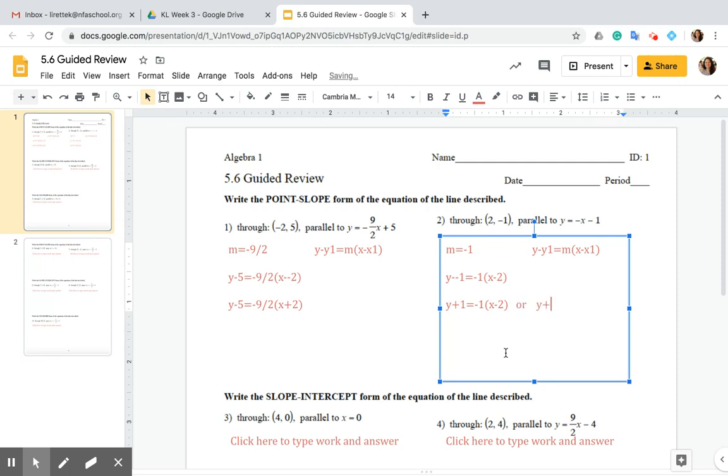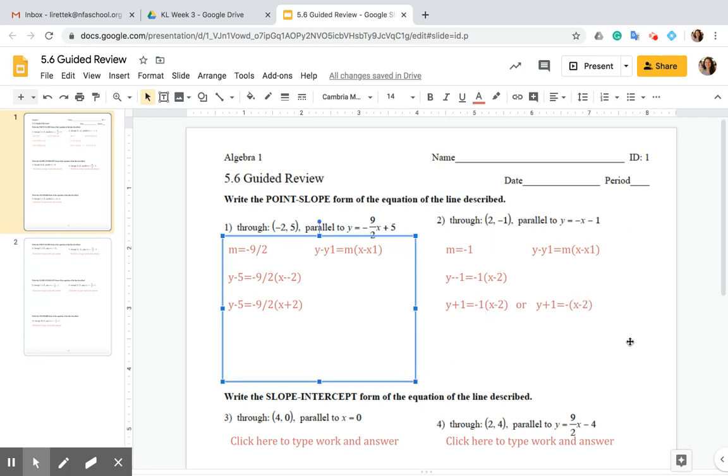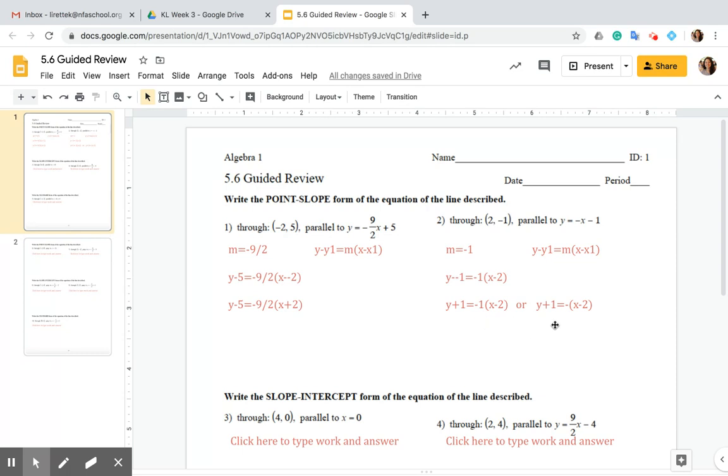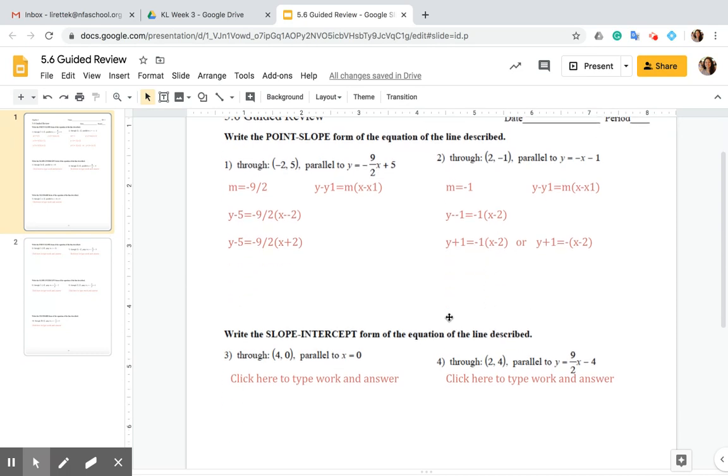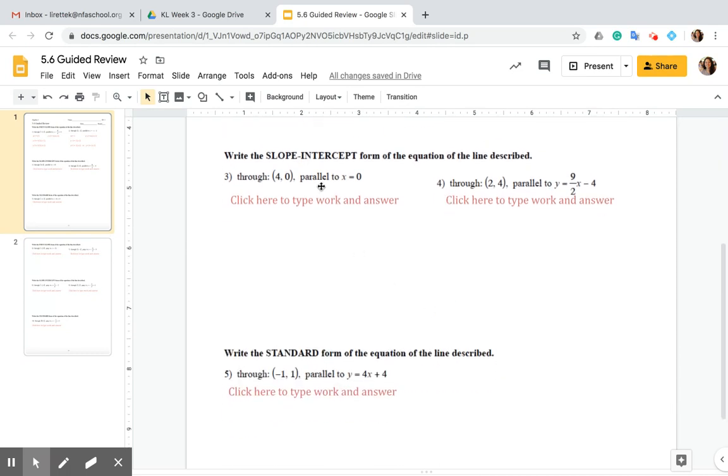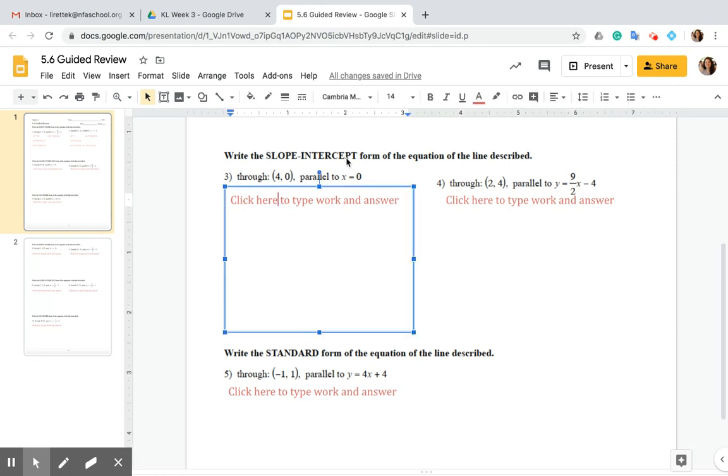Or y plus 1 equals negative x minus 2. Either of those would be appropriate. You don't have to list both if you get something like this as an answer. Just give me one of them. All right, moving on. These are all still parallel, as you can see. Parallel, parallel, parallel. All of these are parallel. It's just the form that's changing.